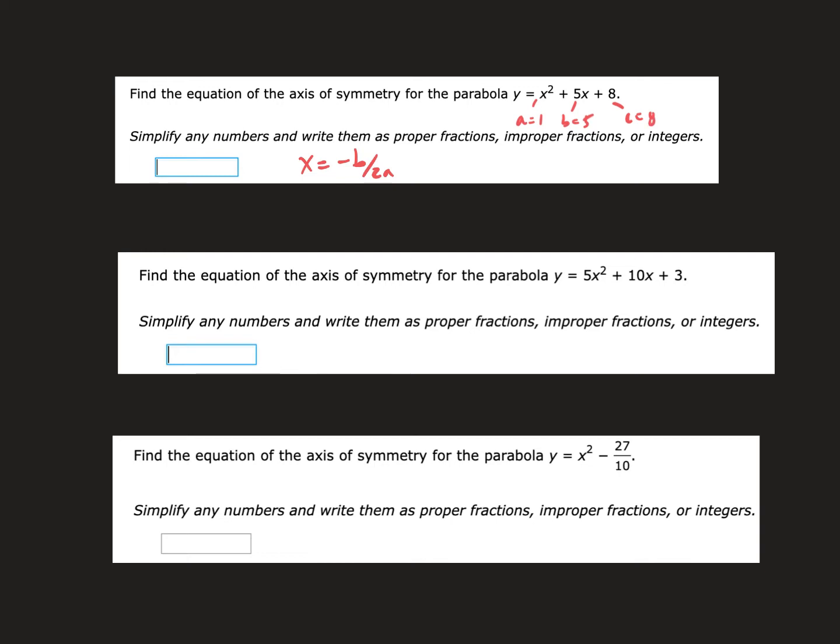So if I want to figure out what x is equal to, I would say x equals negative b, which is 5, over 2 times a, which is 1. The most frustrating thing here for me was that it wants everything in proper fractions or improper fractions or integers, so we can't use decimals here. So I would do this, we get negative 5 over 2. And so you do need to make sure you write that as an equation when you go into here. So x equals negative 5 over 2. And you should be all good there.